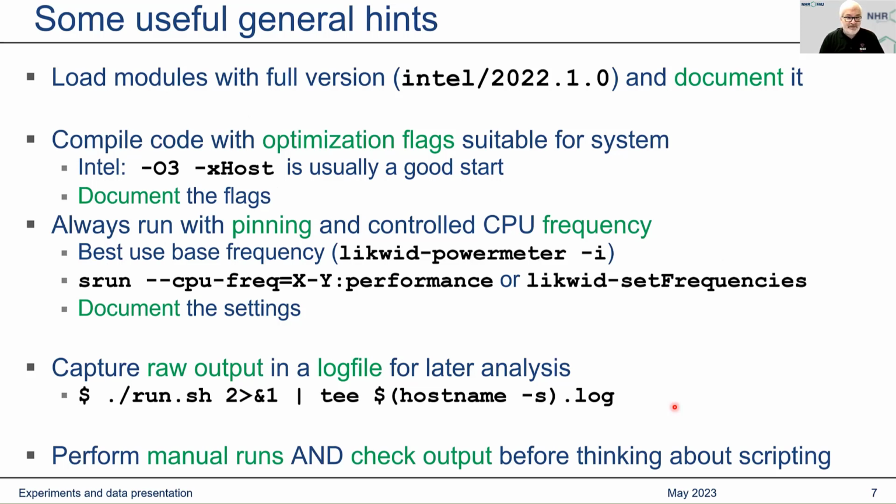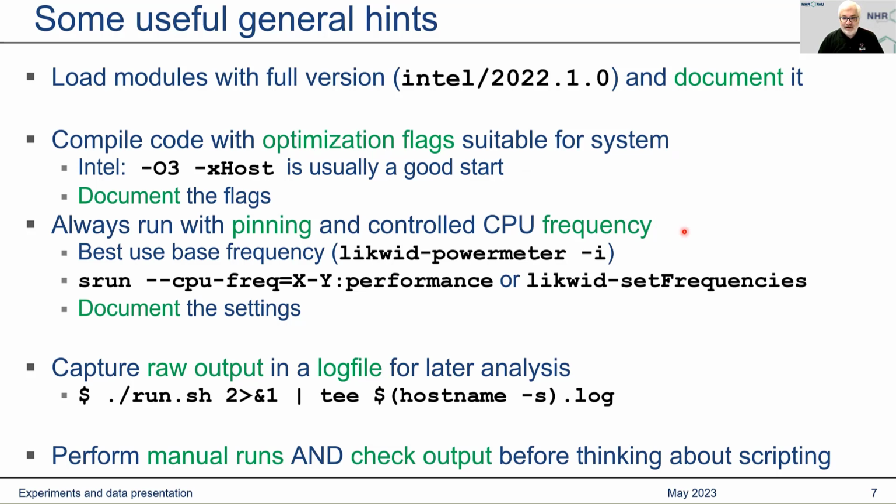So there are many more things you might want to consider. On a system where modules are used to provide the software to the end users, document the full version of the modules that you used. Compile with the optimization flags that are suitable for your system. We usually recommend to use -O3 -xHost, which is a good start for the Intel compiler. Whatever you do, document the flags.